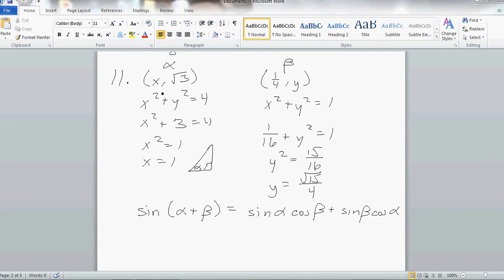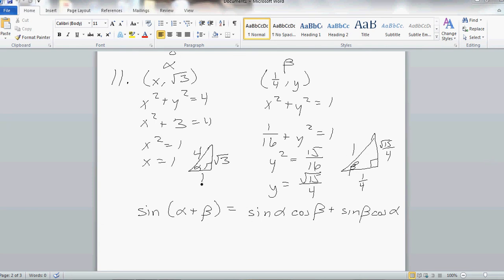Here's alpha, and I know my point is 1, root 3. So if I've got 1, root 3, and by the formula I know that my hypotenuse is 4. Or we can calculate that using the Pythagorean theorem. Likewise, we can do this one, and beta will equal root 15 over 4. So this is 1/4, this is root 15 over 4, and this is 1.